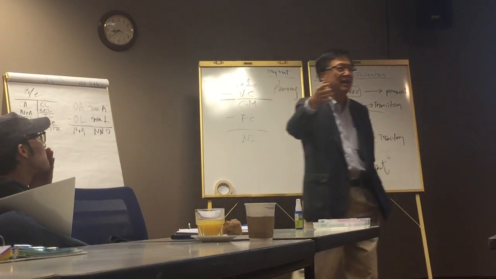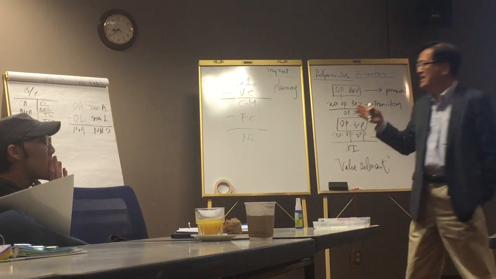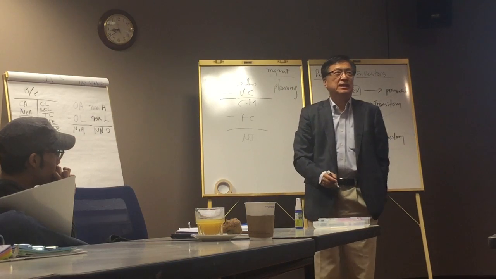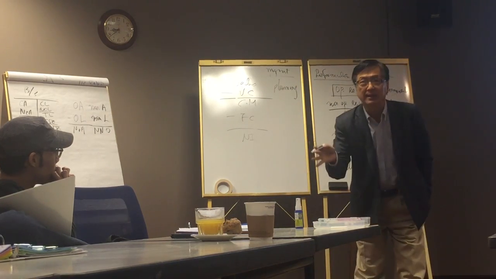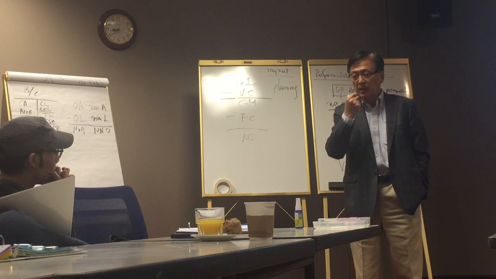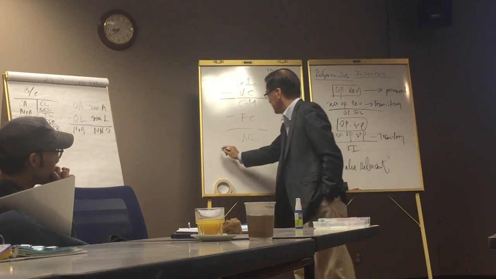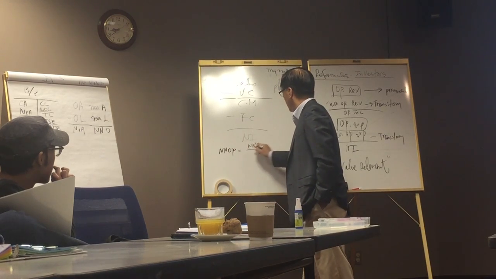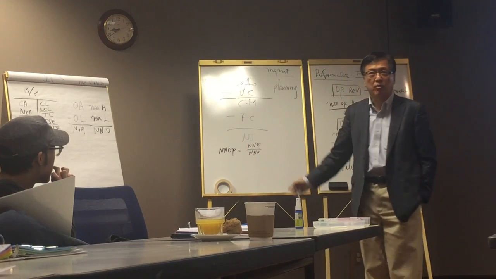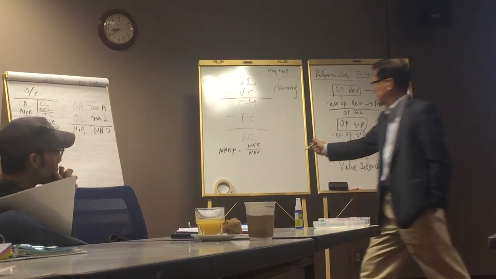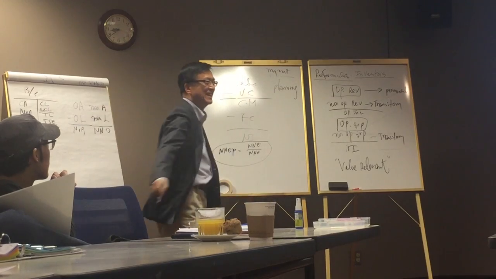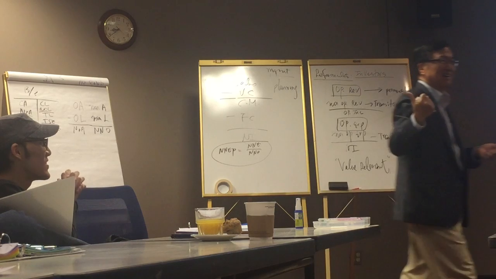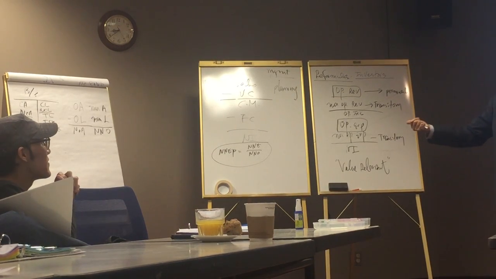NNE is net non-operating expense from the income statement, and NNEP, yes, that is this. NNEP is NNE over average NNO, right? It all comes back, right? It all comes back. We spent a whole 4 hours on this.